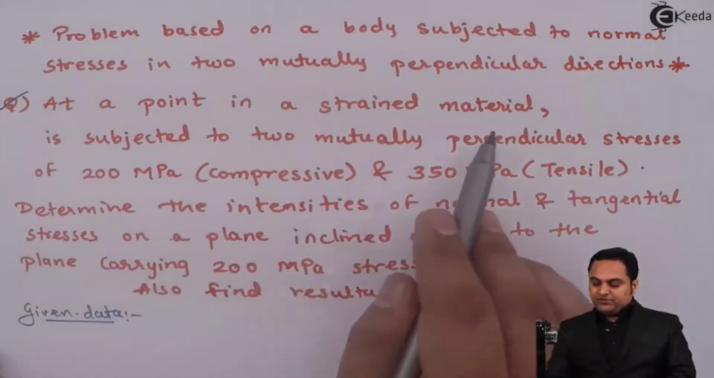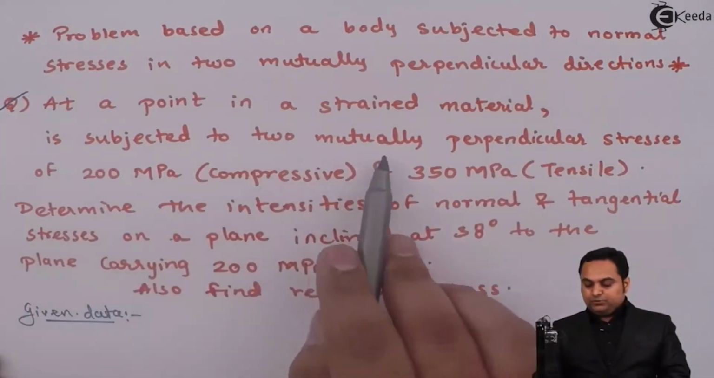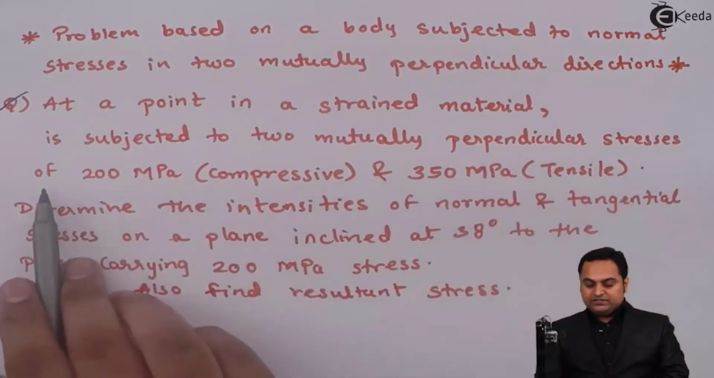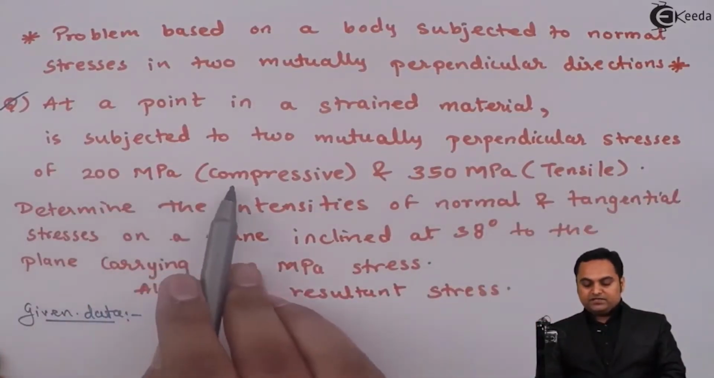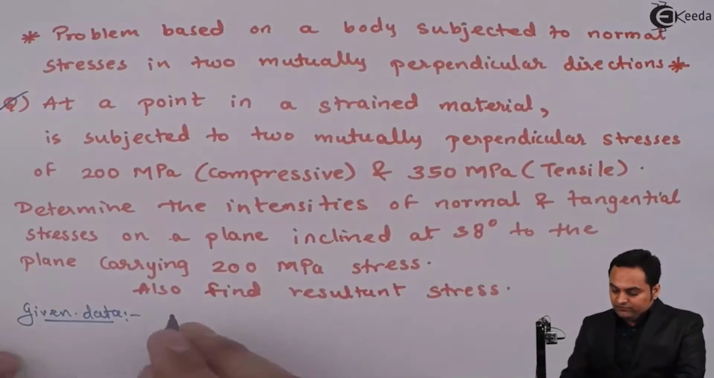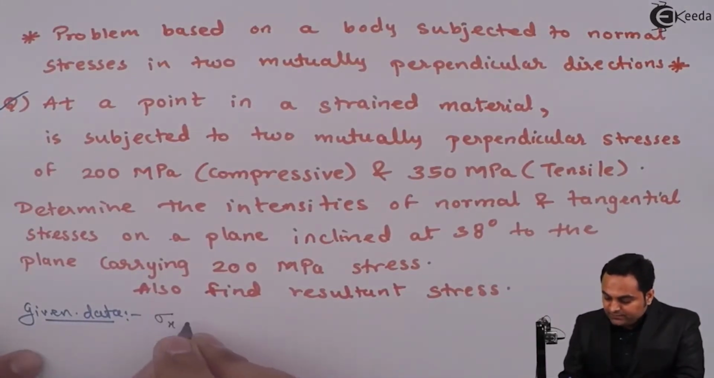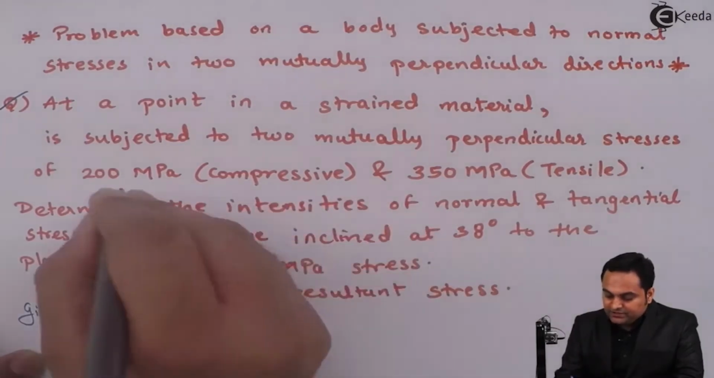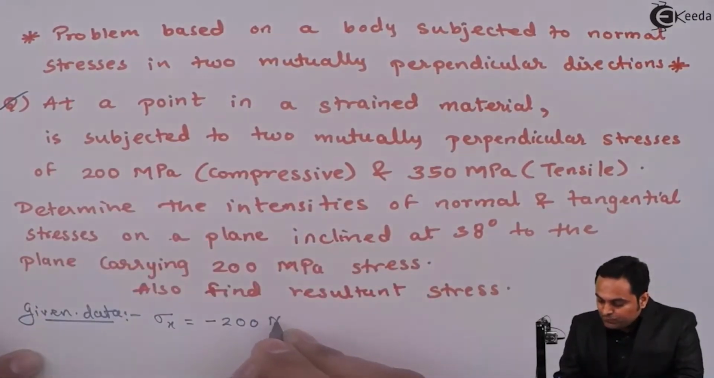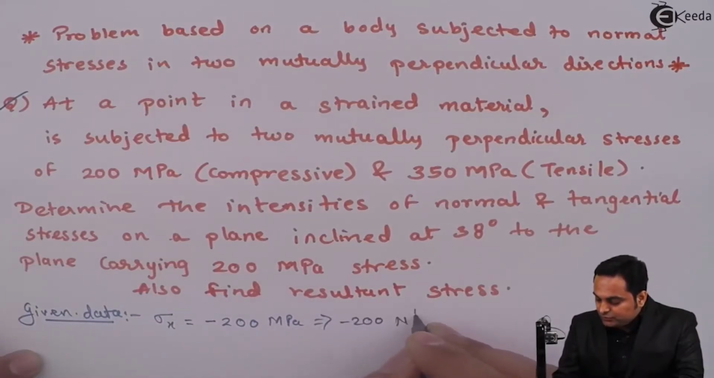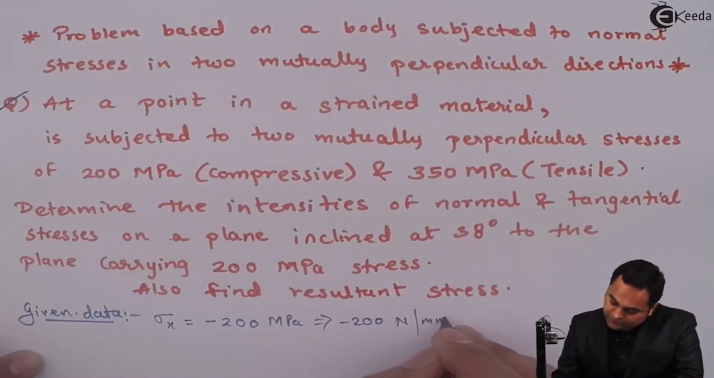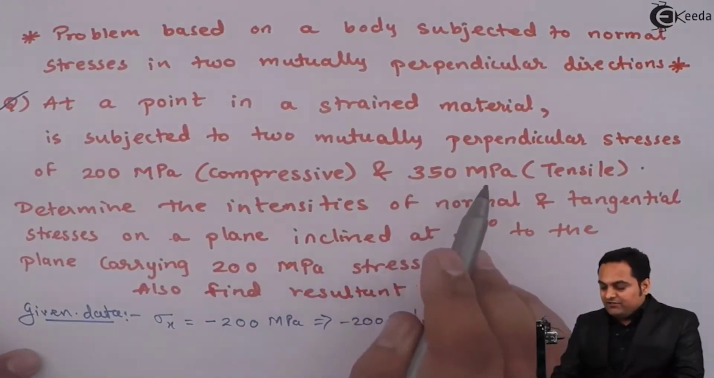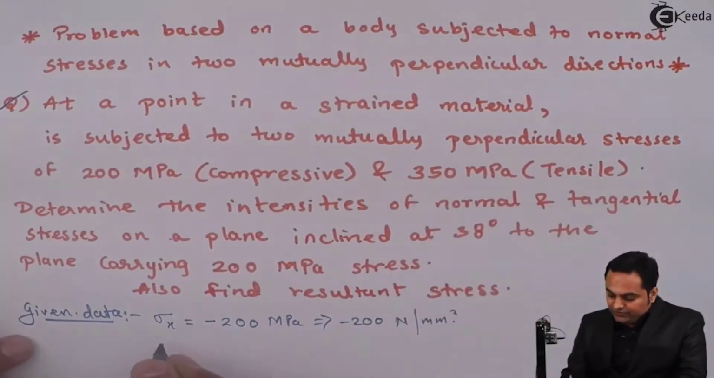So at a point in a strained material, it is subjected to two mutually perpendicular stresses of 200 megapascal compressive. So this is the first kind of stress, sigma x, which is minus 200, as it is compressive, so minus 200 megapascal, which is directly minus 200 newton per mm square, and 350 megapascal tensile, so positive.